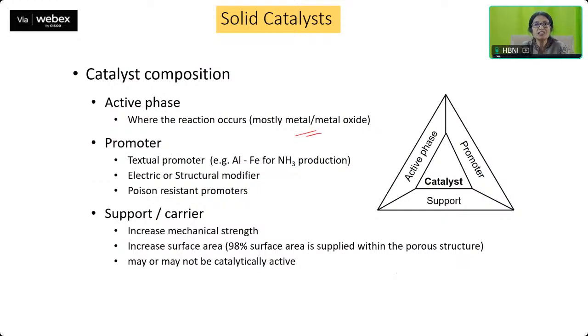Then you have a promoter, which can be a textural promoter, like aluminium oxide for the iron catalyst in ammonia production. It can be an electronic or structural modifier. It can be a poison resistant promoter. Having that promotes the catalytic activity. It is not that it itself acts as a catalyst, but it promotes the activity of the active phase of the catalyst material. And then of course you have the support or carrier, which is used to increase the mechanical strength and the surface area, because catalysis is a surface activity. The more the area, the more reaction becomes feasible. The support or carrier can either be a catalytically active material or a catalytically inactive material. So this is basically the composition of a solid catalyst.